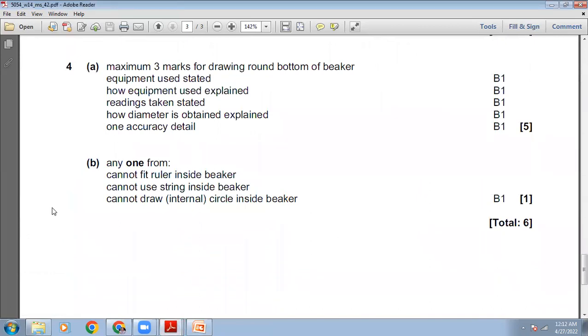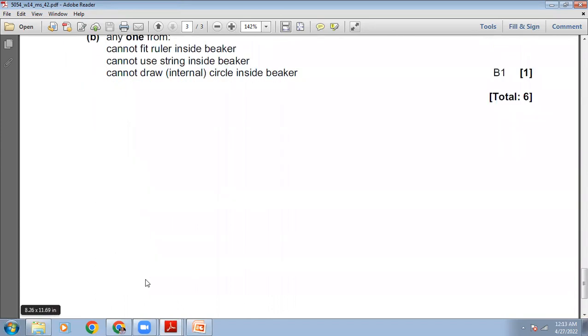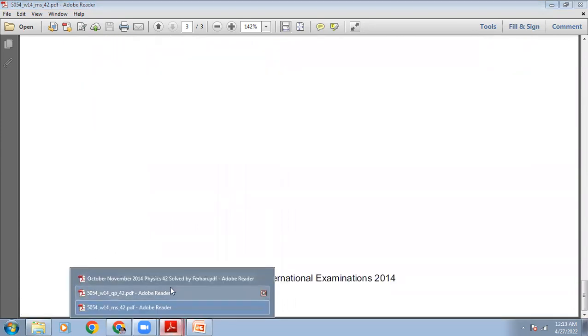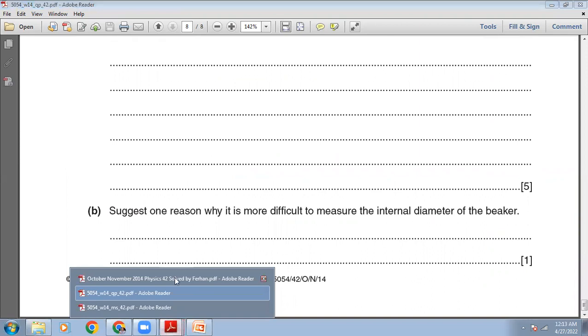Okay. So the marking scheme says maximum 3 marks for drawing the round bottom of the beaker. Equipment used stated. How equipment is used explained. Readings taken stated. How diameter is obtained explained. One accuracy detail: the accuracy detail is that we find the diameter from different locations of the beaker, and then we find their average. Any one of: cannot fit ruler inside the beaker, cannot use string inside the beaker, cannot draw the internal circle inside the beaker. So my dear students, we are done with this paper.